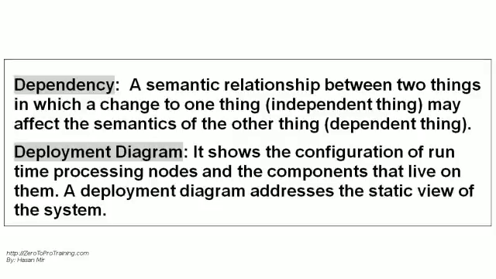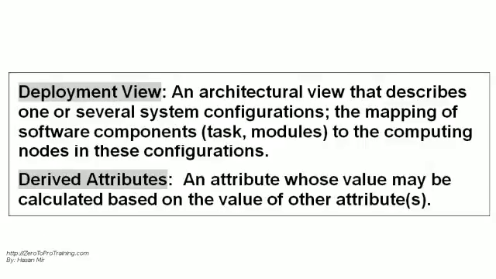Deployment diagram. It shows the configuration of runtime processing nodes and the components that live on them. A deployment diagram addresses the static view of the system. Next, deployment view. An architectural view that describes one or several system configurations, the mapping of software components, tasks, modules, to the computing nodes in these configurations. Derived attributes. An attribute whose value may be calculated based on the value of other attributes.